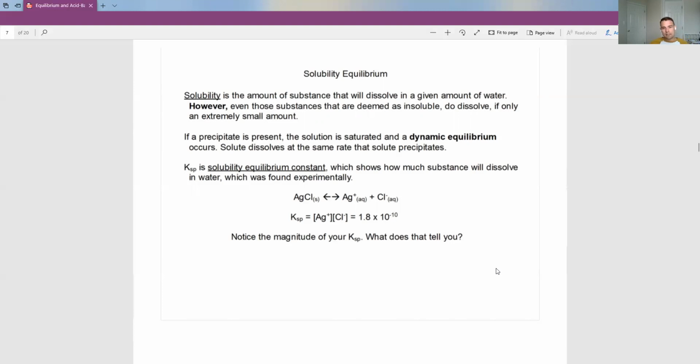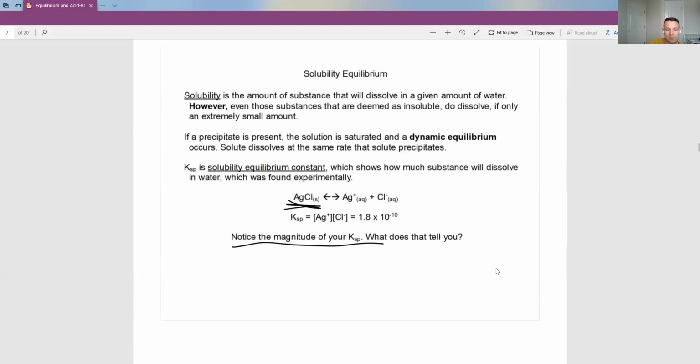So if a precipitate is present, the solution is saturated and an equilibrium occurs. So solute dissolves at the same rate as the solute precipitates. So when we talk about solubility equilibrium, you use Ksp for the solubility equilibrium constant, and it shows how much substance will dissolve in water, which was found experimentally. So here we've got silver chloride being dissolved into its 2 ions, and it tells us the Ksp is equal to the concentration of the products raised to their coefficients. When we talk about a solubility equilibrium, there will never be a denominator because you'll always have a solid as the reactant.